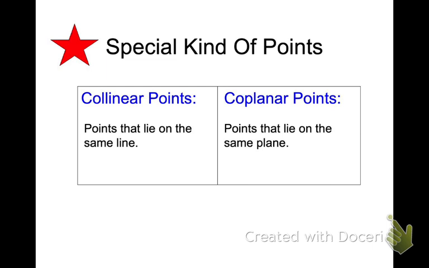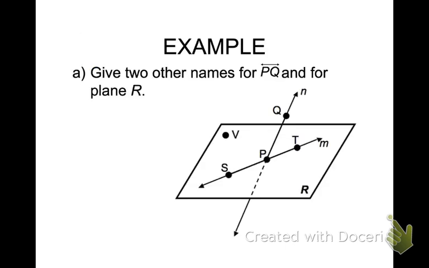Okay, so collinear points would be points that all lie on the same line. Coplanar points would be points that lie on the same plane. Very good. All right, so on the back, let's do some actual examples now. So now we got our vocabulary down. We should hopefully be okay with naming them. So let's roll through this diagram.